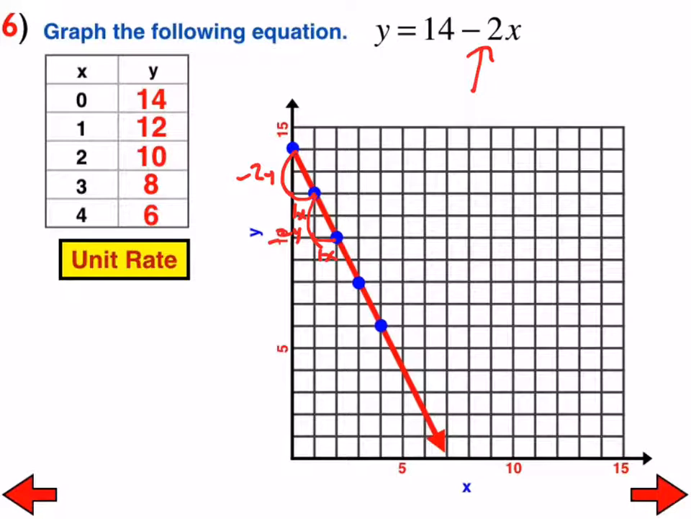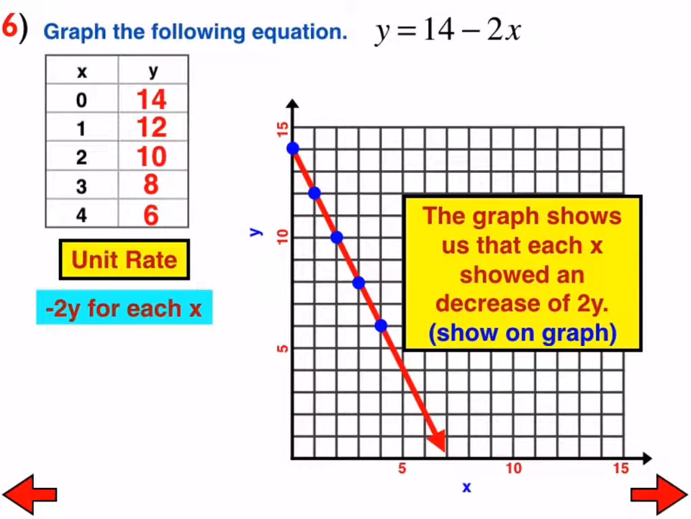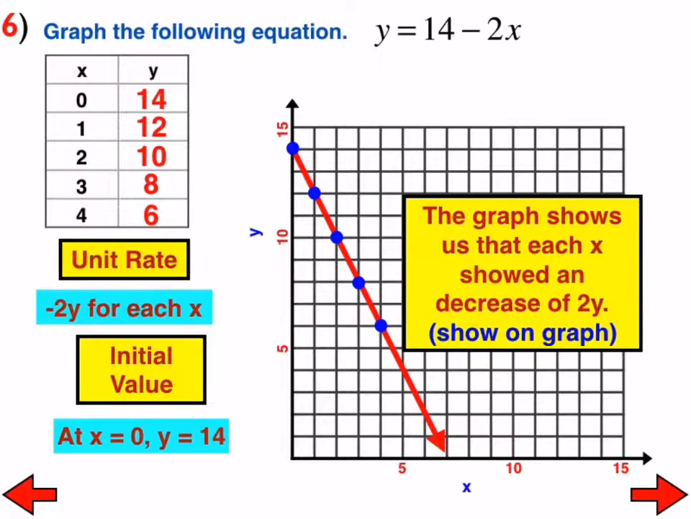So our unit rate is negative 2y for each 1x. And our initial value is when x is 0, y is equal to 14. Okay, any questions about number 6?